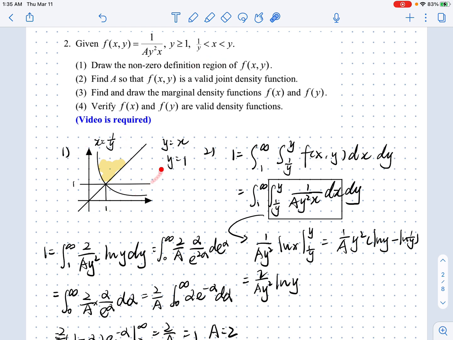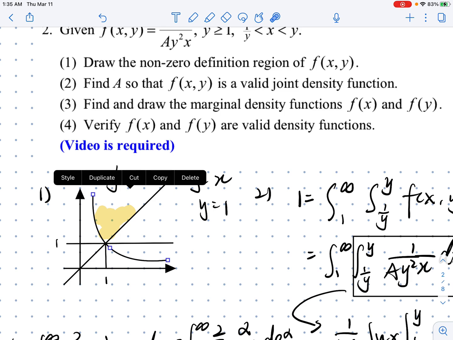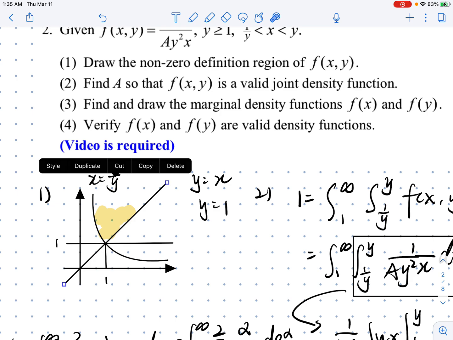The region should look like that, because we know that x is larger than 1 over y, which is this line, and smaller than y. So we have two functions: when x is 1 over y, we get this line, and when x is y, we get this line. And because x is between them, the area should be the yellow area.